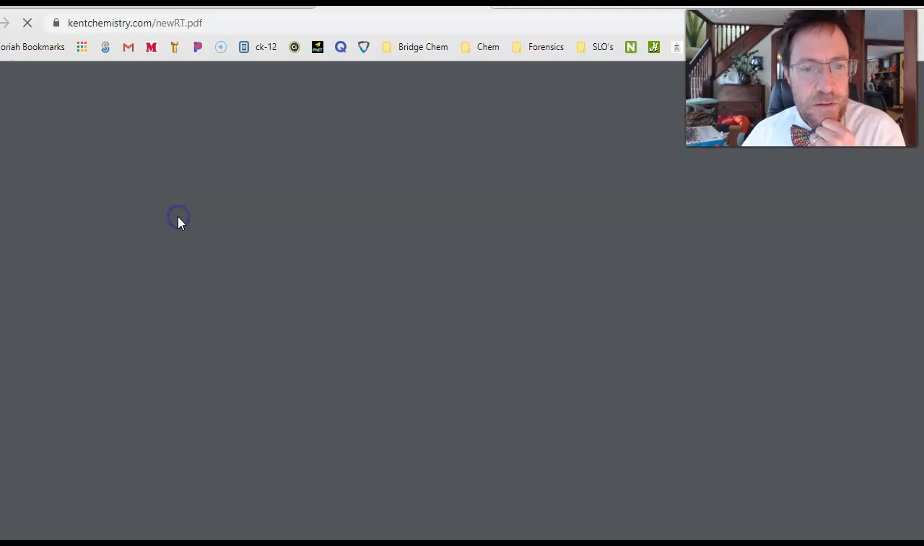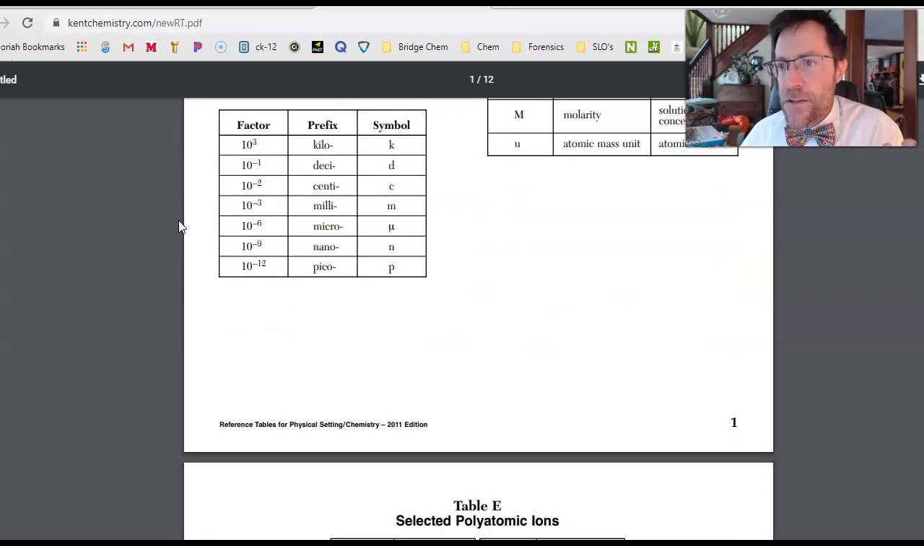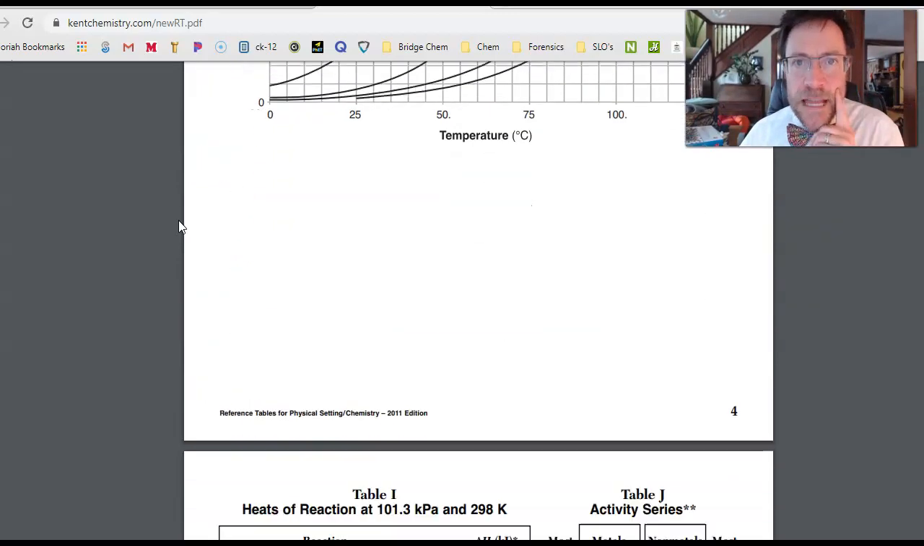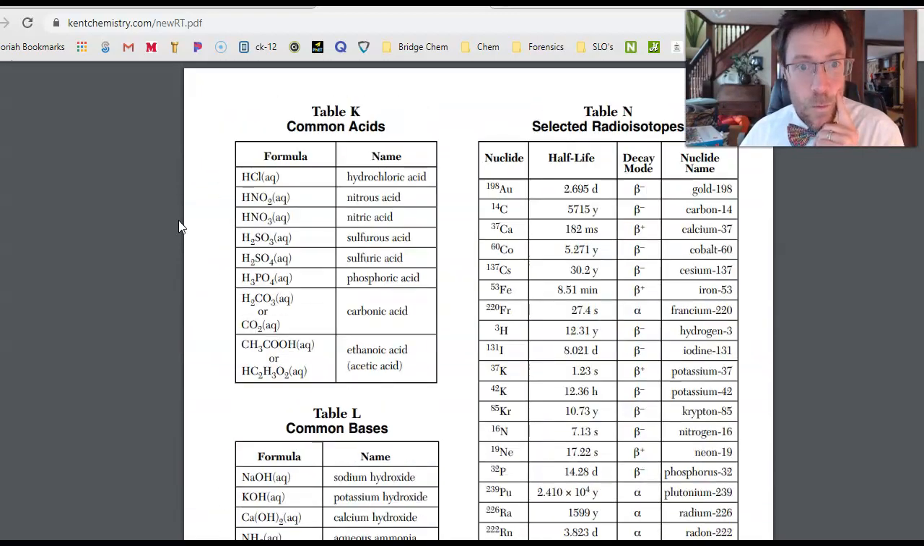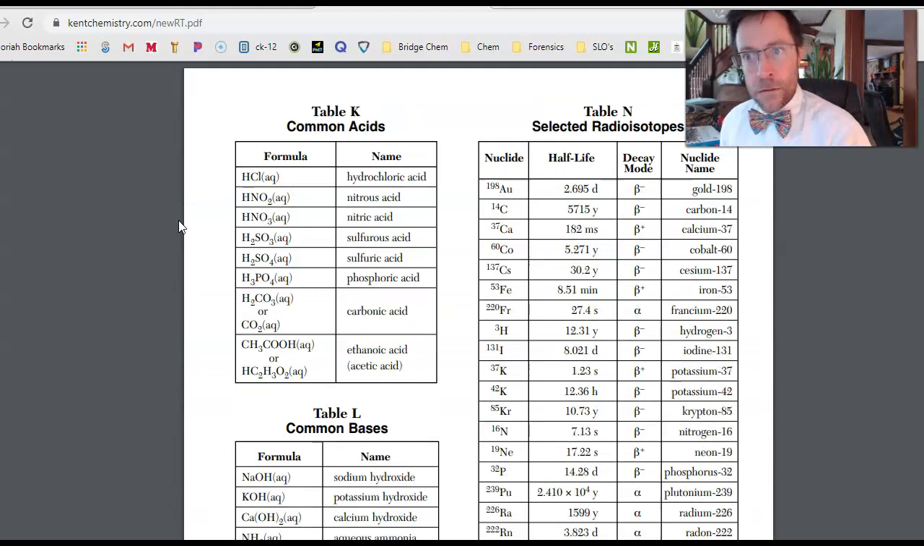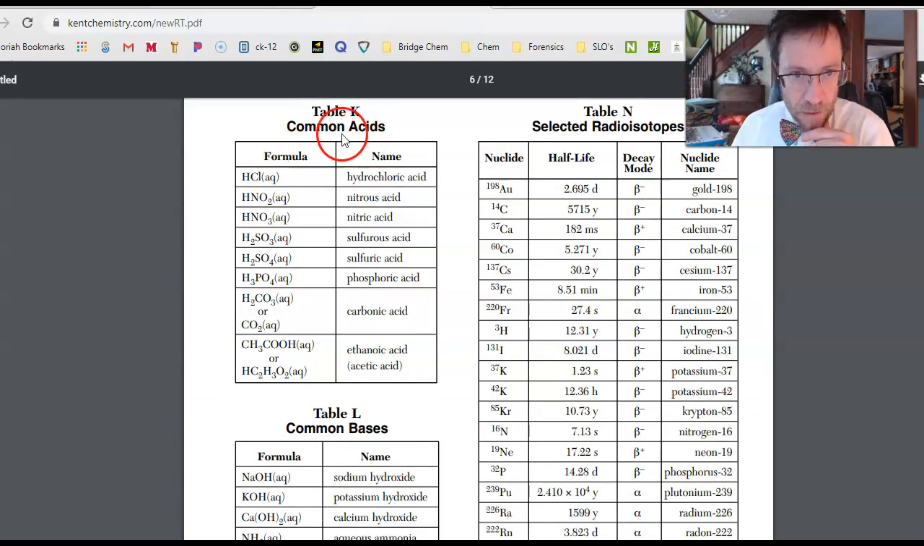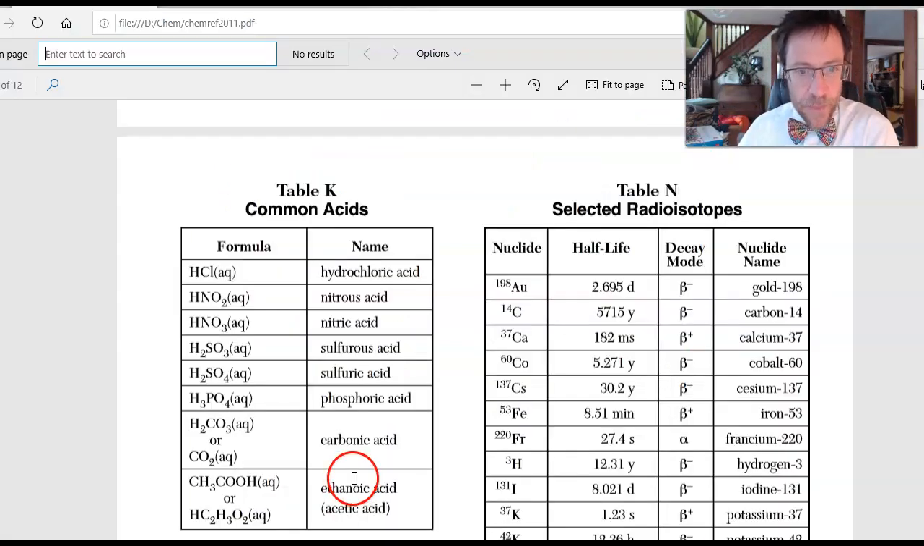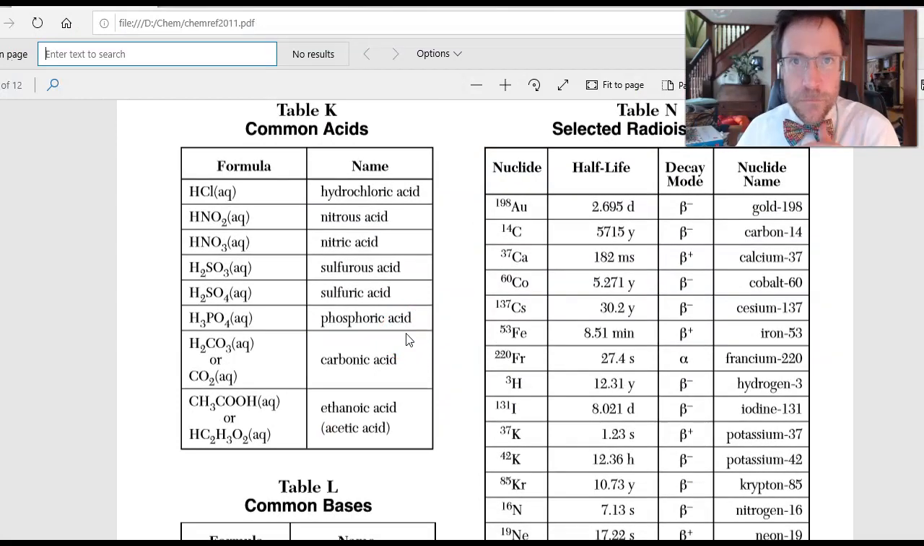Reference table, physical setting. I just found this online. I'm like, I don't even care. Yeah, I'm gonna download it. I'm just gonna look at that. Oh, that's pretty good looking. You see that right there, where it says common acids? I want to take a moment here and actually look at this, if I may. This is my version. No excuses, man. It's there.